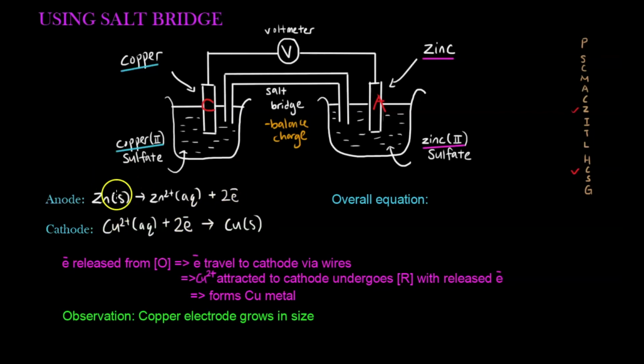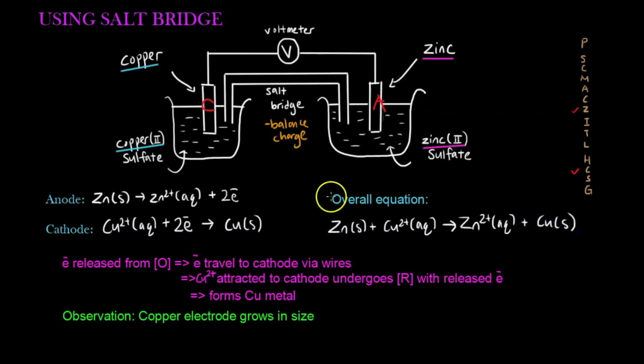We look at what's on the left hand side. It's just Zn solid and Cu2+ aqueous. So we just write that down: Zn solid plus Cu2+ aqueous. What's on the right hand side? Zn2+ aqueous plus copper solid. So just a reminder that the overall equation does not have electrons. You have to cancel them out before you add the other things in.